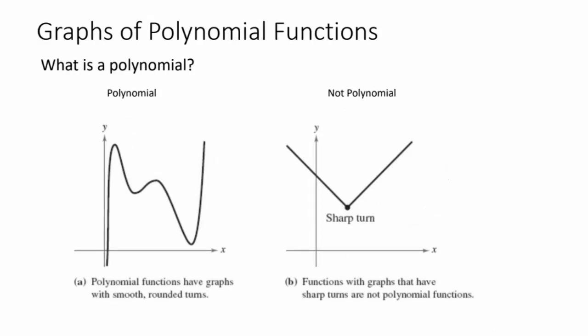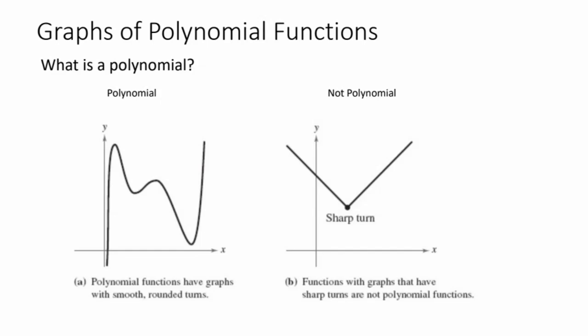All right. So here, what is a polynomial? Let's look at these two graphs. Is the first one a polynomial? On this first one that we see here for A, we see a smooth curve. There's no sharp turns. There's no breaks. There's nothing on there that indicates that that's happening. So the first one is a polynomial.